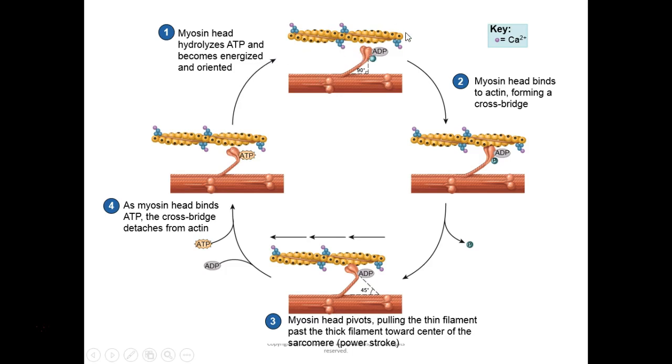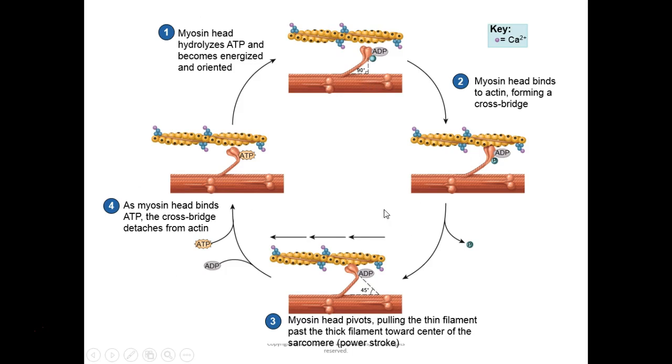The ATP is hydrolyzed to ADP and phosphate. The head is in the cocked position. Then the cross bridge forms using that power stroke, pulling up on that actin molecule, which then causes that sliding action to occur. The ADP is released. So now the myosin head is free to bind another ATP, which it then hydrolyzes into ADP and phosphate and goes back into the cocked position.